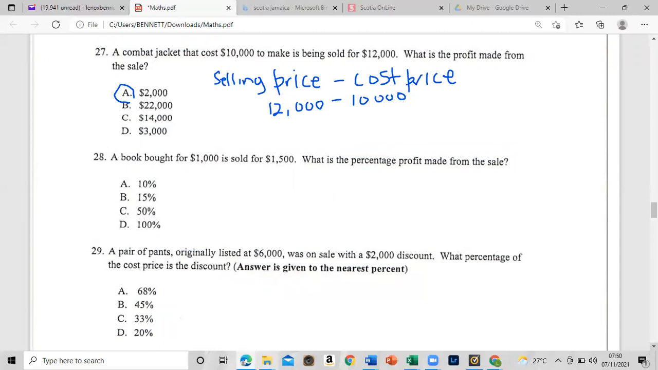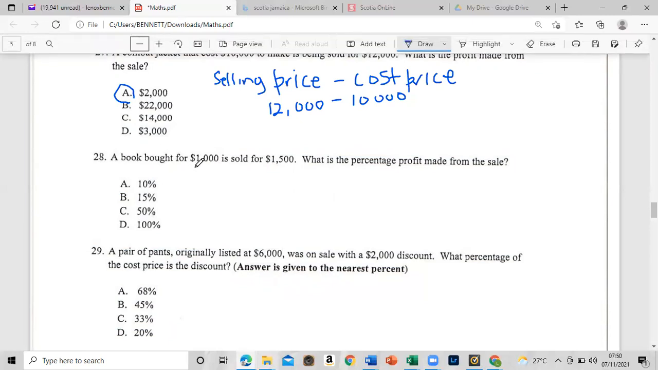Alright, a book bought for 1,000 and it sold for 1,500. What is the percentage profit made from the sale? Obviously, this will be 50%, because you sell it for 1,500 and you make 500 bills on your money, right? So 50%. You're not going to drag out the money because they're really easy, alright?